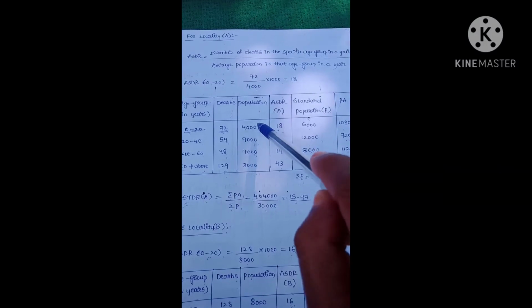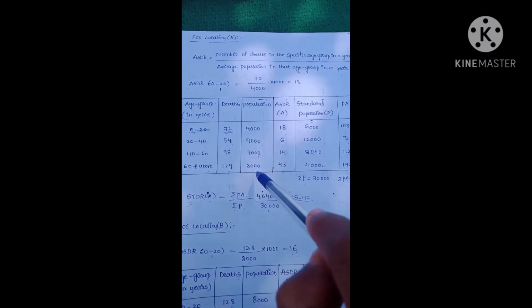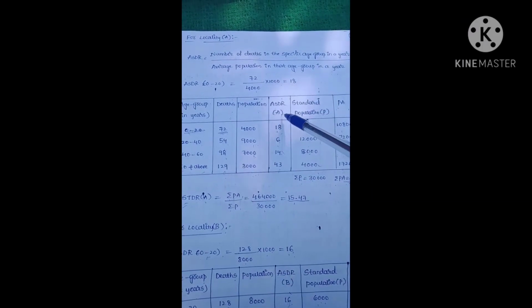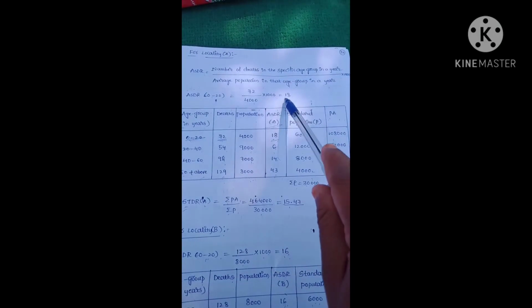Here the locality A population values we have to write. What are the locality A population values? 4,000, 9,000, 7,000, 3,000. Next, move on to ASTR A. We have to write ASTR A. How do we calculate ASTR? This value we need to calculate. What is the first value? 18. 18 is already calculated in the above table.